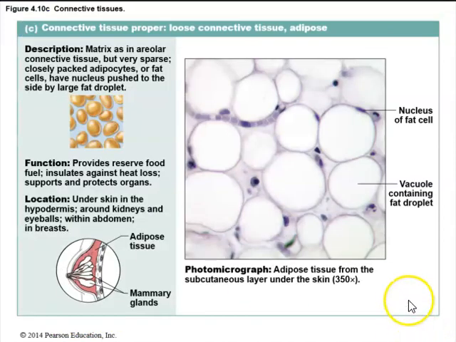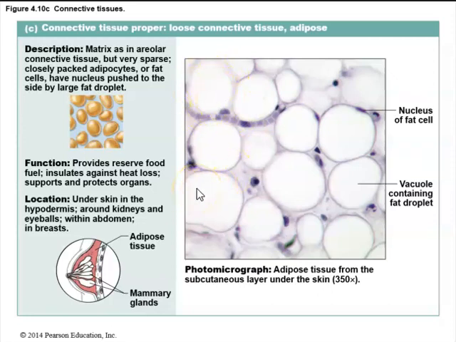So here's just a generalized slide of adipose tissue. Again, it's a type of loose connective tissue. The matrix is the same as an areolar connective tissue, but very sparse. We have closely packed adipocytes, also known as fat cells, and we can see that the nuclei are pushed to the side, or pushed to the periphery by this large fat globule or droplet.